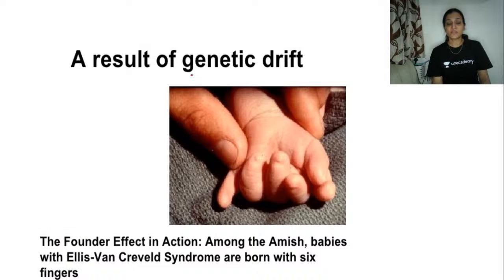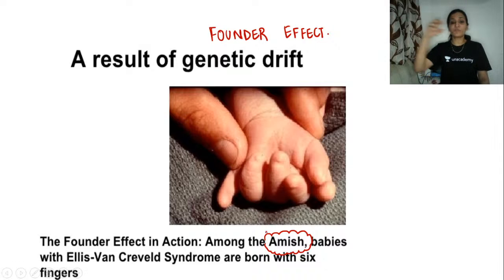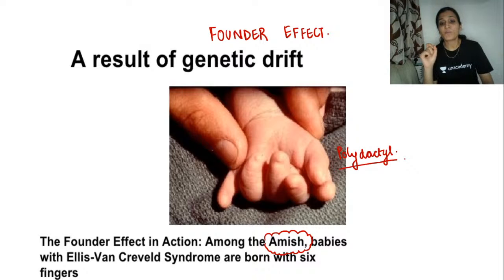See here, the result of genetic drift, especially I should write over here, founder effect. So the founder effect is seen in the Amish babies. So there was an ancestral population. From them, some group of people migrated to some other place, and there they had to suffer from polydactyly. This situation is polydactyly, having more than five fingers, five digits.